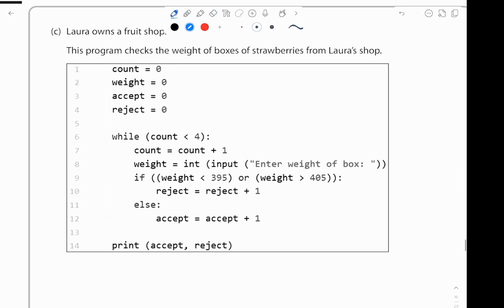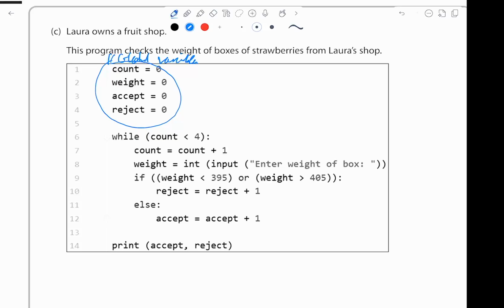Laura owns a fruit shop. This program checks the weight of boxes of strawberries. Okay, fine. So this is probably leading to a trace table. We'll have a look. Count these. It's typical in Edexcel GCSE that they assign default values in your global variables. Constants are written in uppercase. Global variables usually are given a comment. Global variables can be used anywhere in the program.